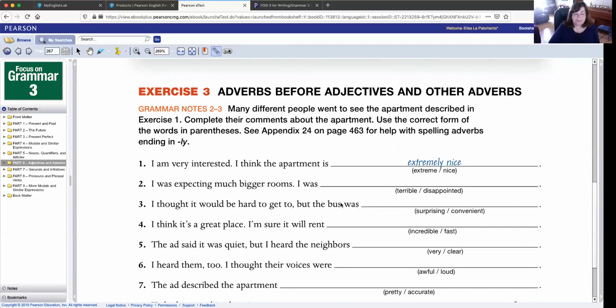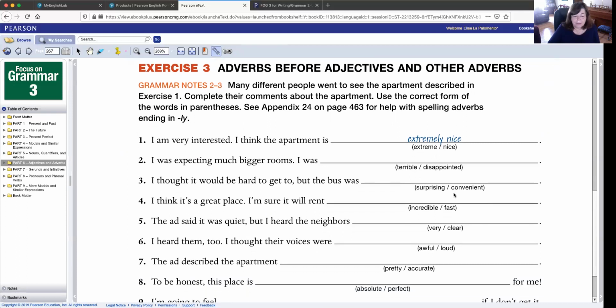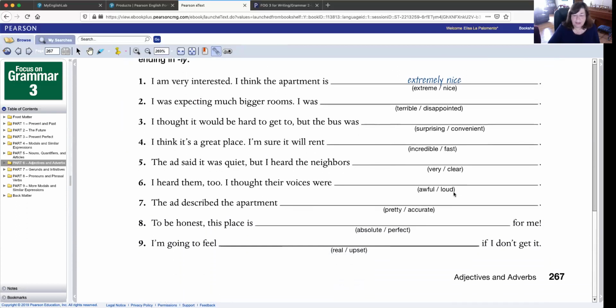Let's look at this one. I was expecting much bigger rooms. I was, then they have terrible, they have disappointed. Disappointed is an adjective. So this word's going to become an adverb that shows how disappointed, to what degree. You would say, I was terribly disappointed. If you go back and look at the spelling, you'll see that when you spell terribly, you're going to take the E out and you replace that with a Y, okay? All right, so do that as well.